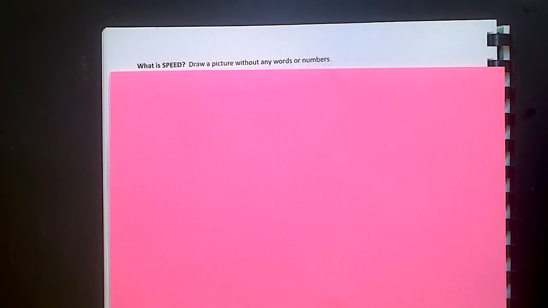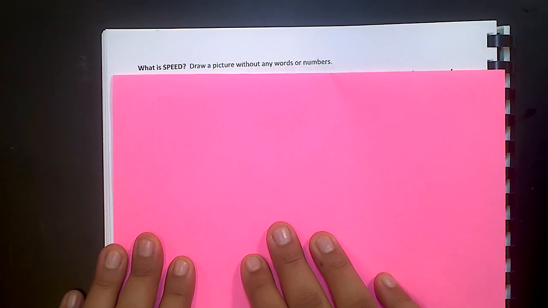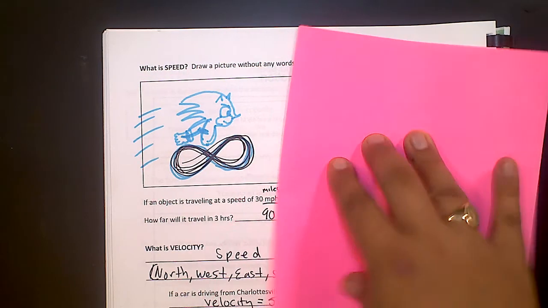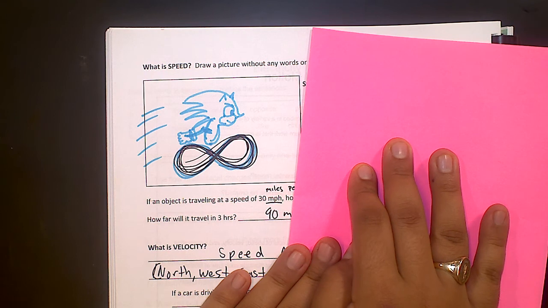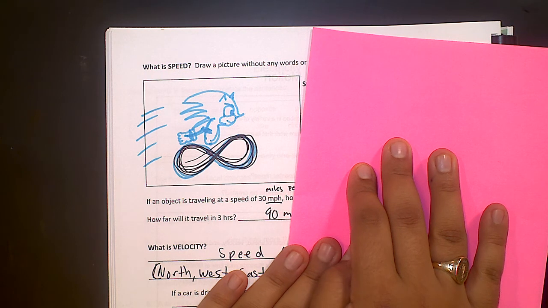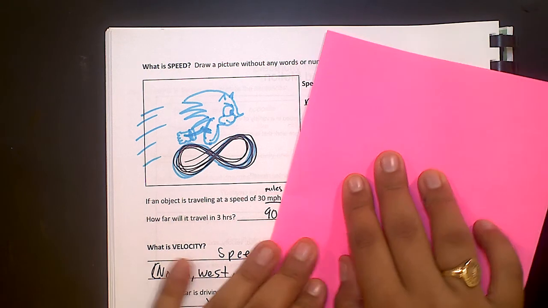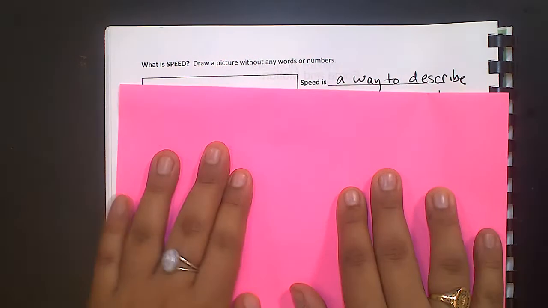So to start off, we are talking about what is speed. So we're going to draw a picture without any words or numbers. And I drew Mr. Sonic the Hedgehog because he goes really fast. So let's talk about what speed is.